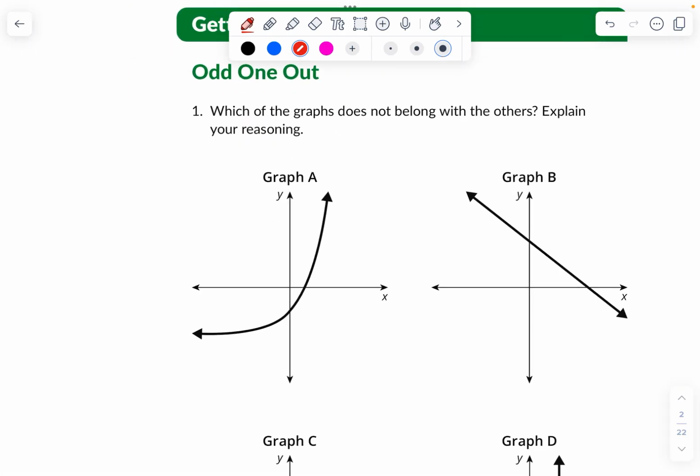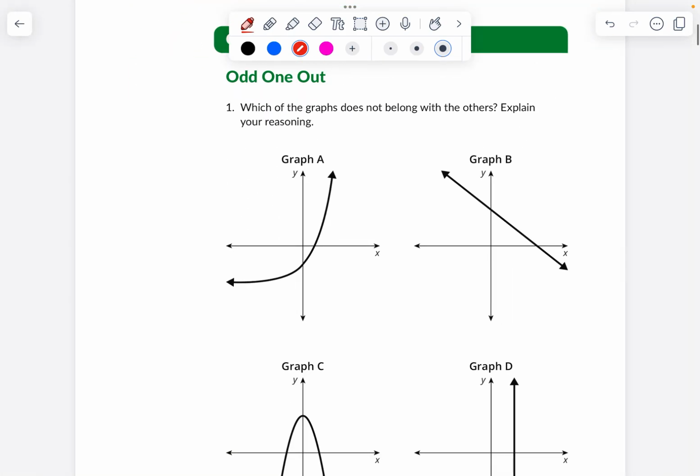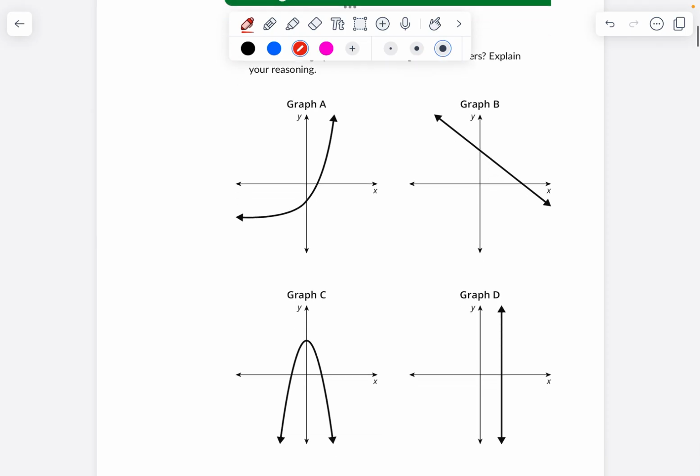Odd man out. So if I have a student and we are looking at these pictures, which one of these is the odd man out? What's different? Okay, I had some kids say some different stuff. I had one student say that D was the odd man out because it was only in 2 quadrants. And I said, okay, great. So everybody else is in how many?